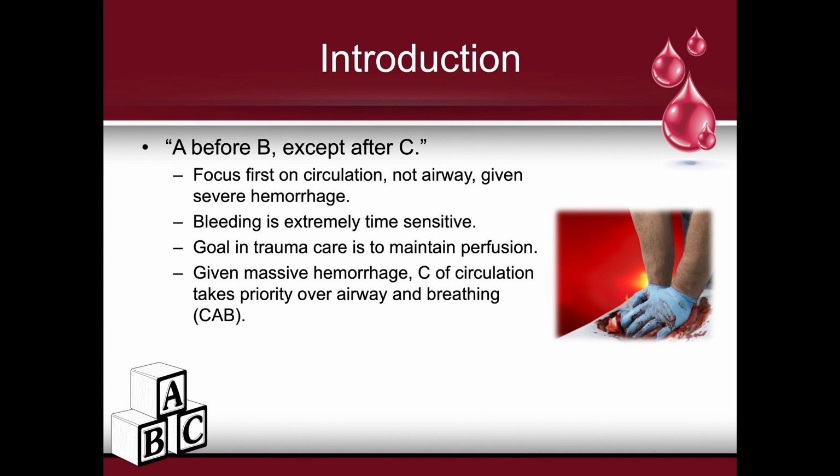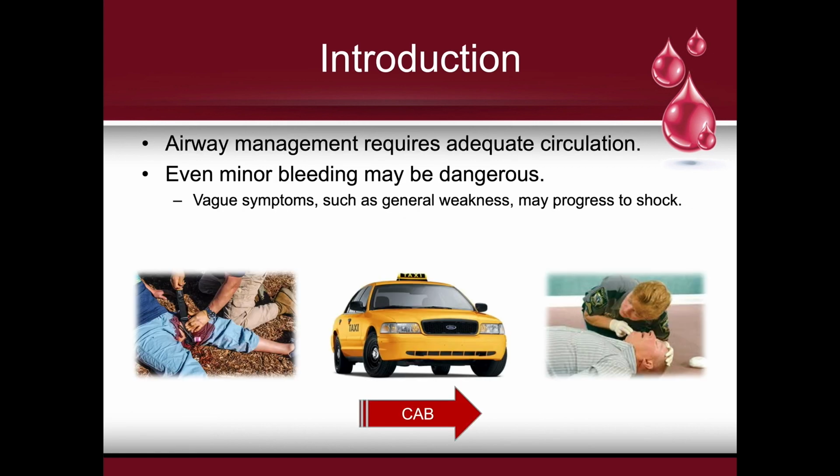The paradigm has shifted from focusing first on the airway to focusing on circulation when there is severe hemorrhage present or suspected. Bleeding is an extremely time-sensitive condition, and the goal in trauma care is to maintain perfusion. Given massive hemorrhage, the C of circulation takes priority over airway and breathing. All right, so airway management is not successful if there's inadequate circulation to transport that oxygen, which perfuses the tissues of the body. Even seemingly inconsequential bleeding could be dangerous.